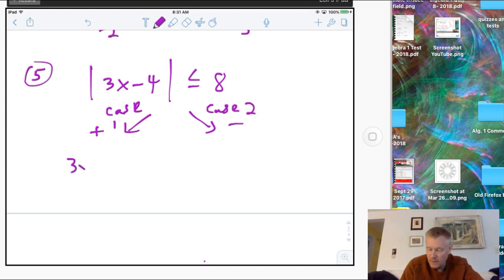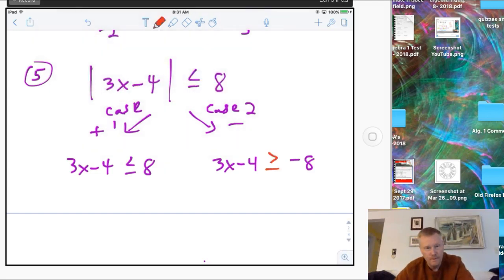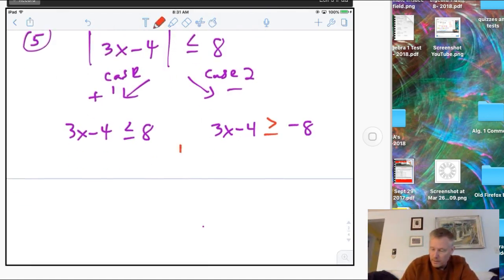All right, so I got 3x minus 4 is less than or equal to 8. Case 1 doesn't change. Case 2 does change. 3x minus 4, this is the negative. And remember, here's where I got to flip the sign here. I'm even going to change the color to red so it sticks out. Notice how I changed the arrow the other direction. All right, now let's draw a line down the middle, and we can solve it.